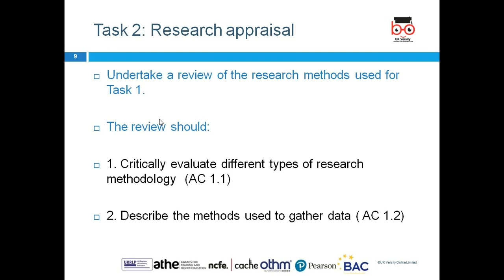So number 1 is critically evaluate different types of research methodology. So that covers AC 1.1. So you're just looking at qualitative, quantitative. Remember when we talked about strengths and weaknesses? Yeah. And you can also even put down primary and secondary research in here. Right. Oh, actually, no, sorry. Please don't add primary and secondary research here. Add it into 1.2. Right. That makes more sense. So then number 2, describe the methods used to gather data.